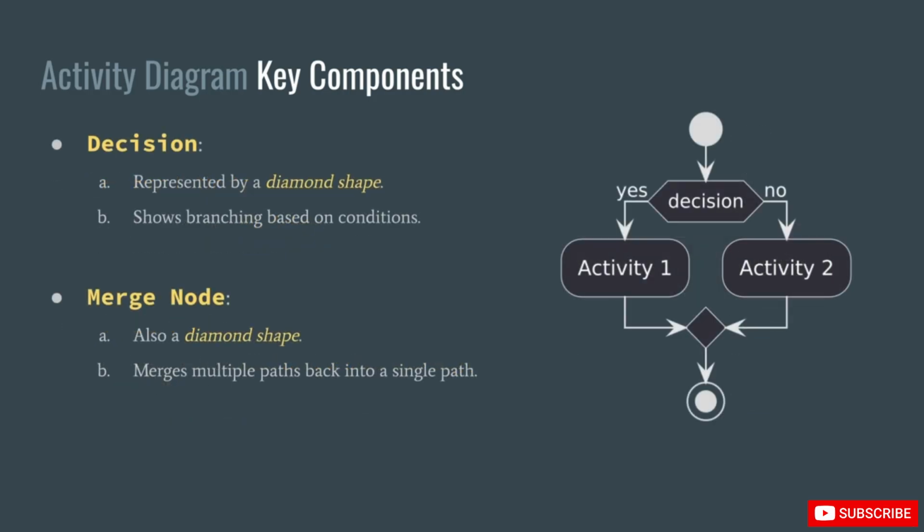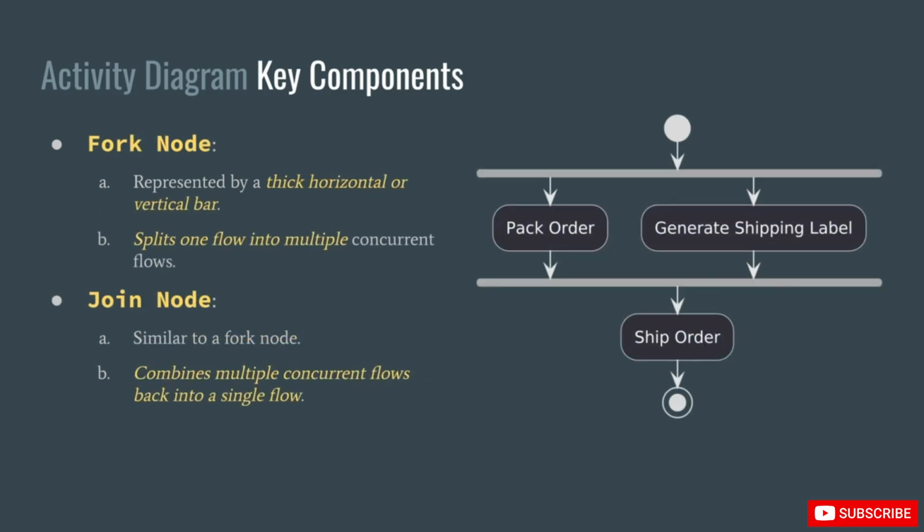A decision is represented by a diamond shape and shows branching based on conditions. A merge node, also a diamond shape, merges multiple paths back into a single path. Fork nodes are shown as thick horizontal or vertical bars. They split one flow into multiple concurrent flows. Join nodes, which look similar to fork nodes, combine multiple concurrent flows back into a single flow.